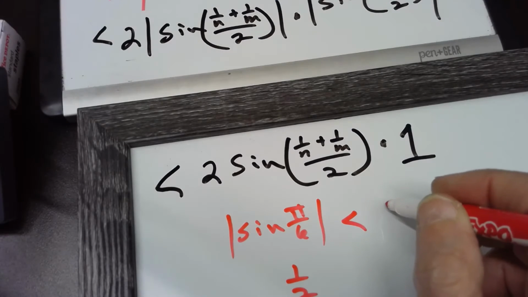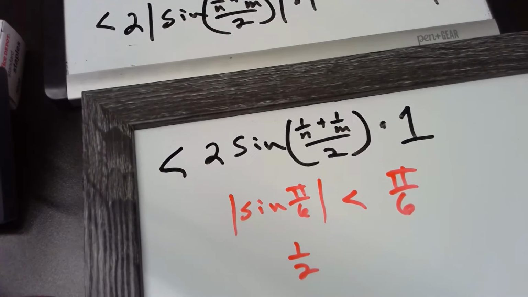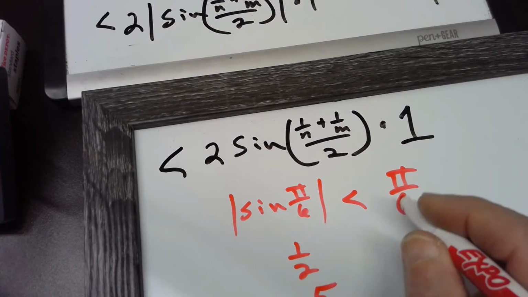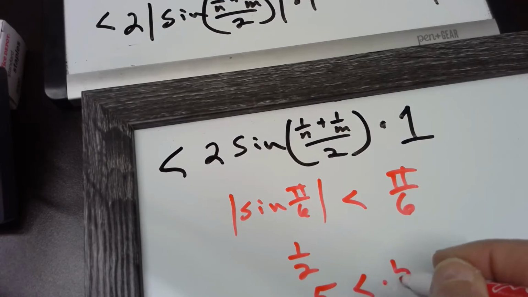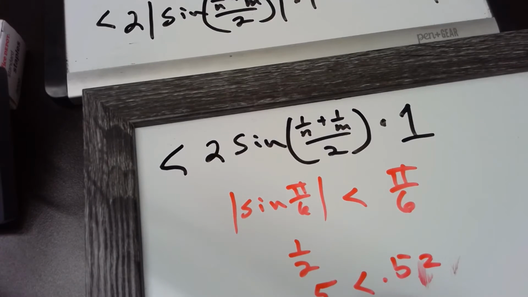Whereas that's less than pi over 6, because this is the same thing as 0.5, and pi over 6 is 0.52359, and so on. So 0.52 is larger than 0.5.